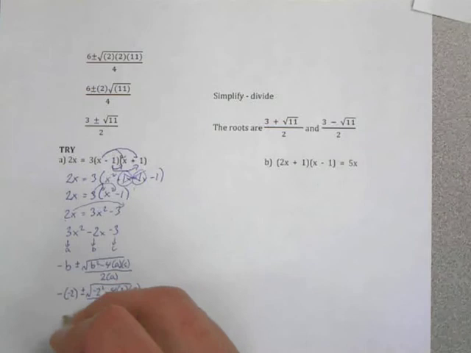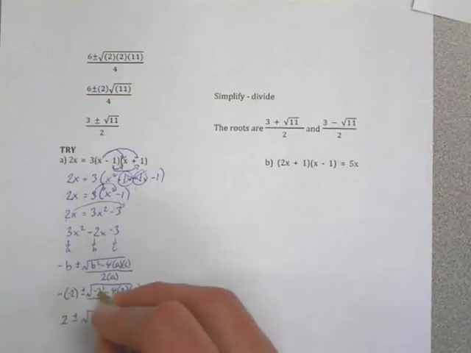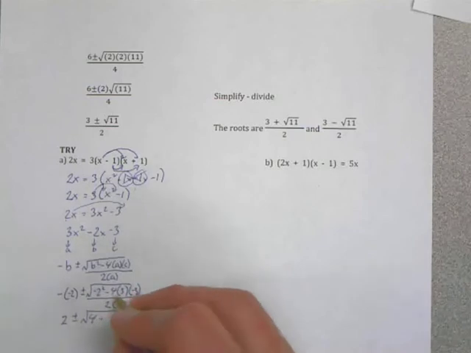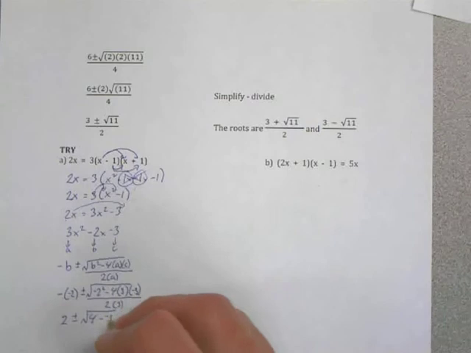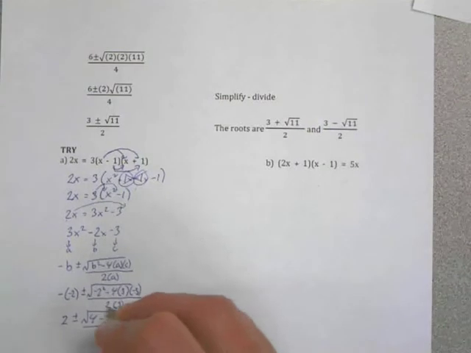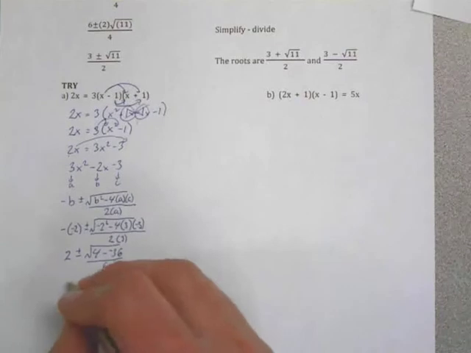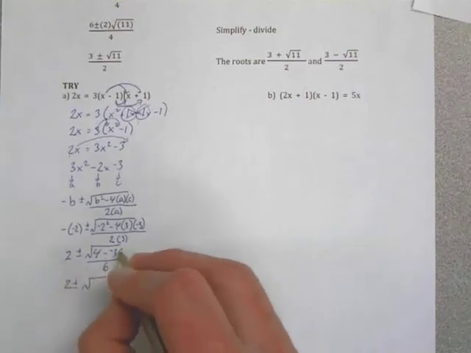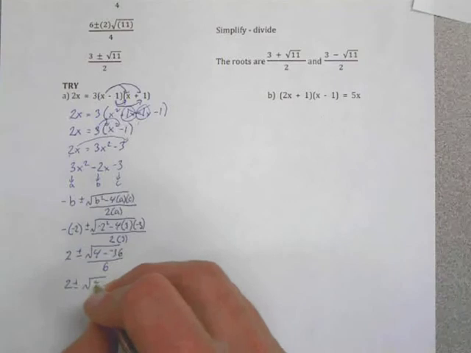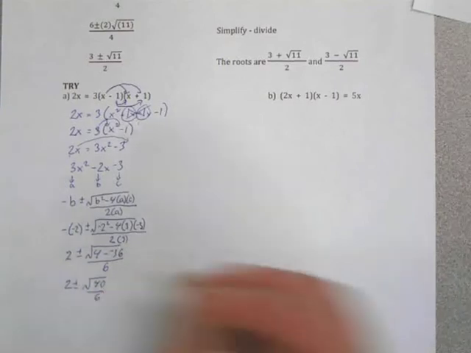Negative times a negative is positive, so 2 plus or minus. Negative 2 times negative 2 is 4. 4 times 3 is 12. 12 times negative 3 is negative 36. And 2 times 3 is 6. 2 plus or minus the square root of 4 minus negative 36, which is 40, divided by 6.